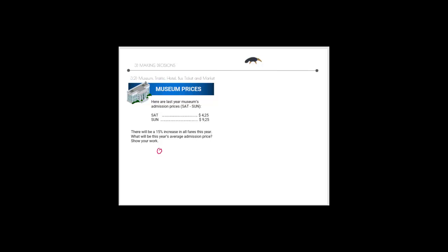So option 1 is the following. First, do the increase. So first, increase each value, Saturday and Sunday. And then after you have these two increased values, 15% increase, take the average. And so that's the natural thing to do. Probably students may take that approach.